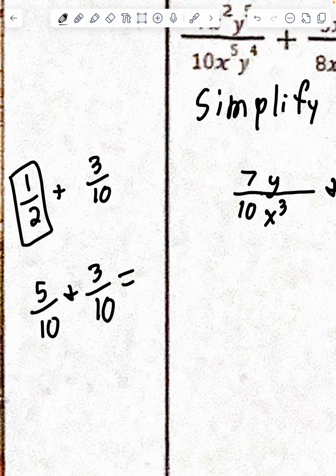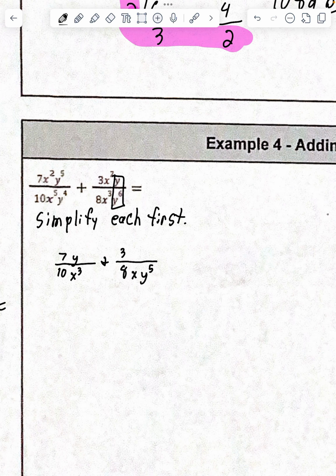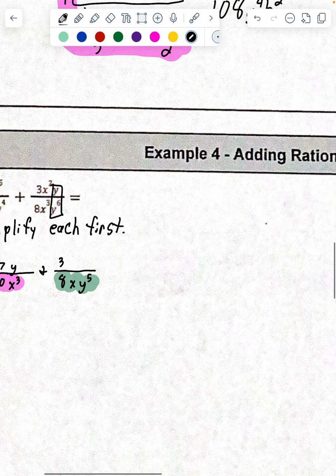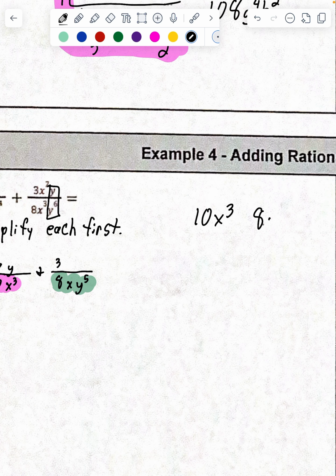So what we're doing is we need to find the LCM. So what do I need to find the LCM of? I need to find the LCM of each one of these. So when I find the LCM, I'm going to rewrite it. I have 10x to the third, and I have 8xy to the 5th. Now I'm thinking, hey, what can I take out of this?